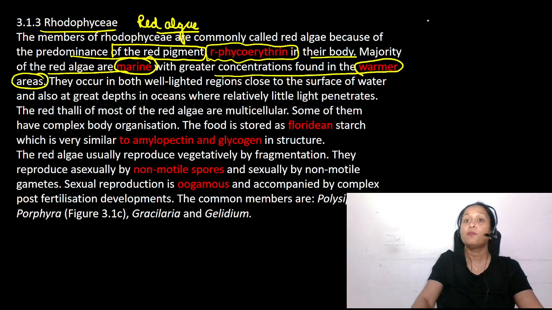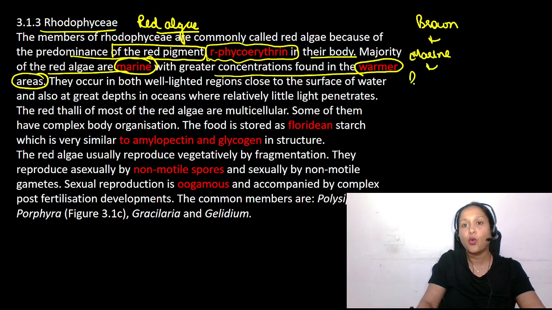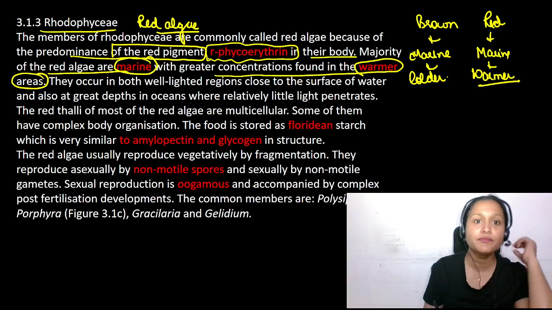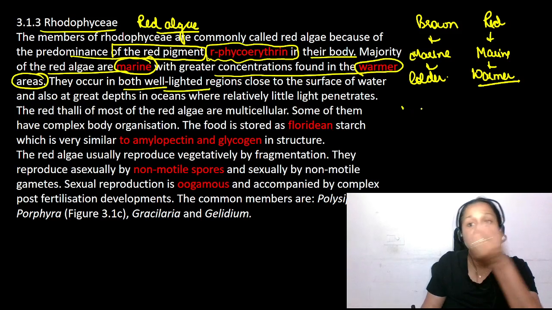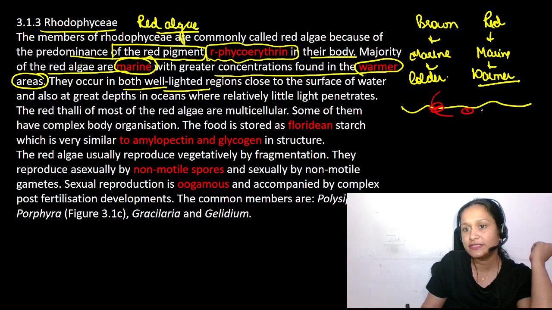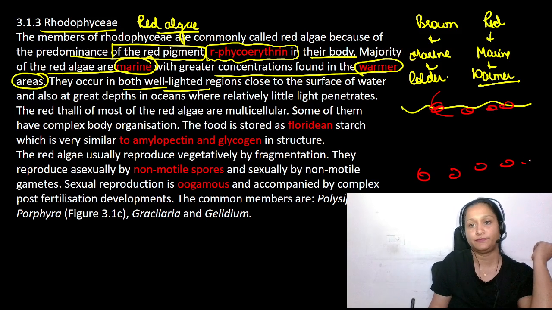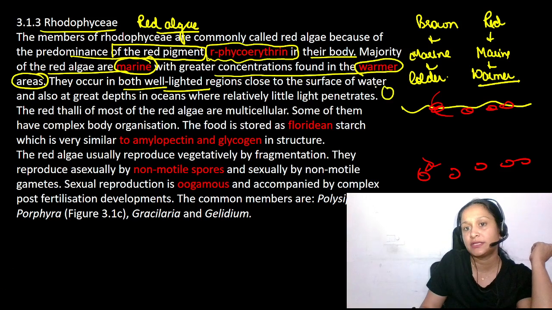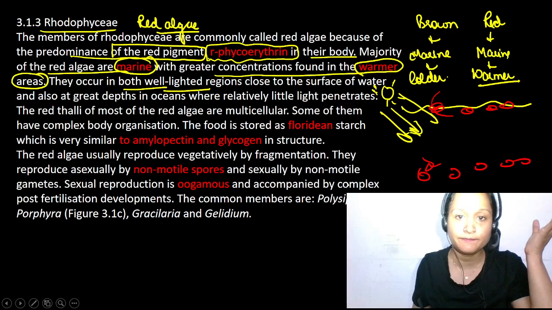Very important. Brown algae are also found in marine water, but brown algae are found in colder environments. Whereas red algae are also found in marine water, but in warmer areas. This is important. They occur in well-lighted regions, of course, on the surface of water. Even at depth, where little light penetrates, you will see the red algae.